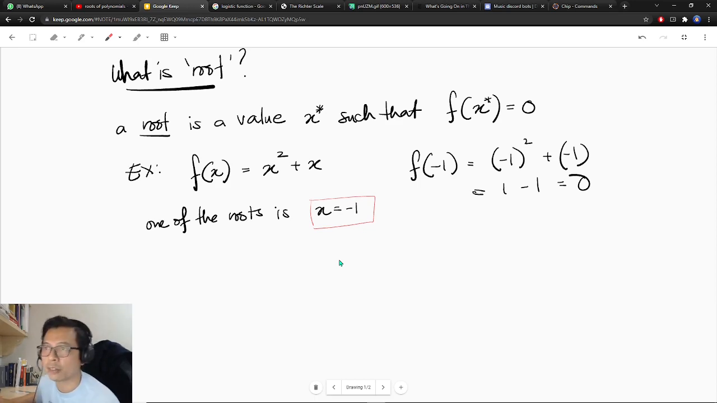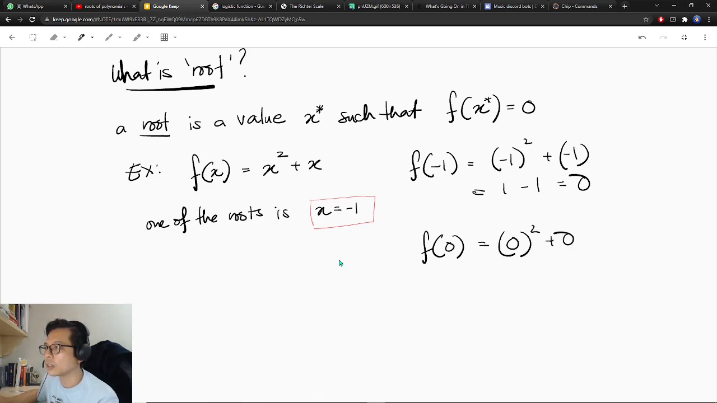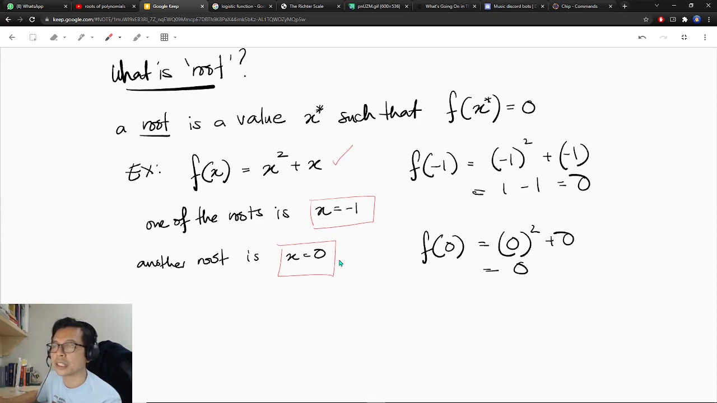If you are smart, can you find another one? 0. Yes, because let's try. Is it true that 0 is one of the roots of the function? Let's say 0 squared plus 0. This becomes 0. Yes. Another root is x equals 0. So the roots of this quadratic function here are minus 1 and 0.